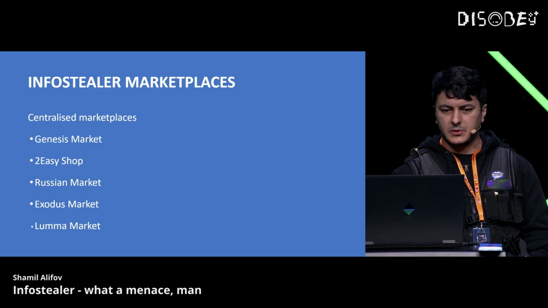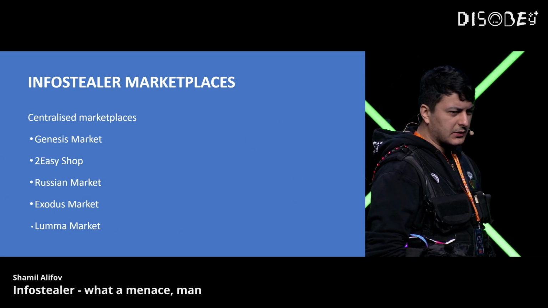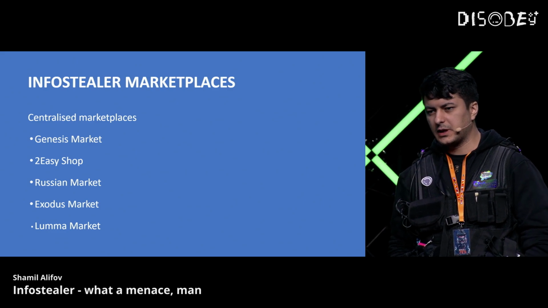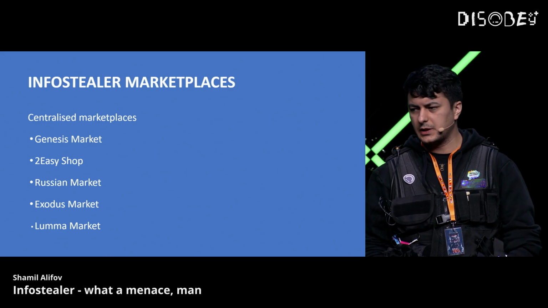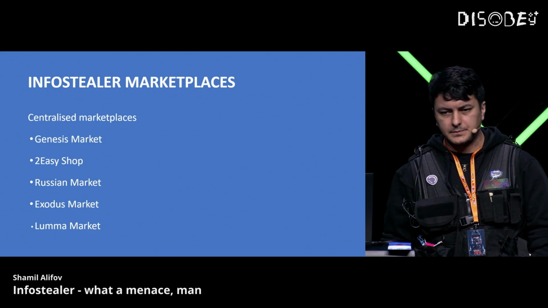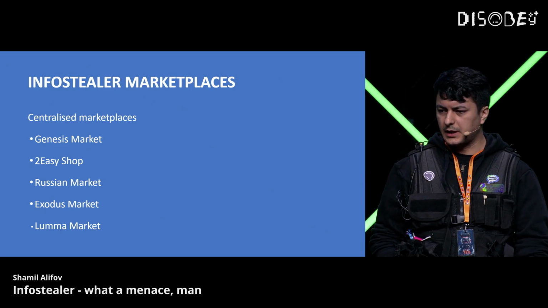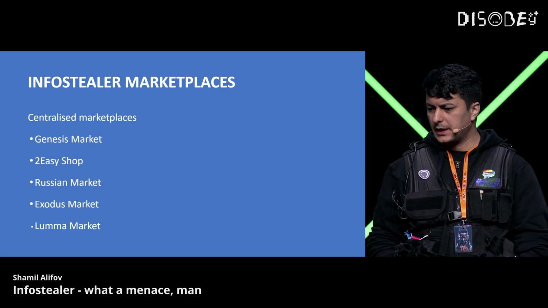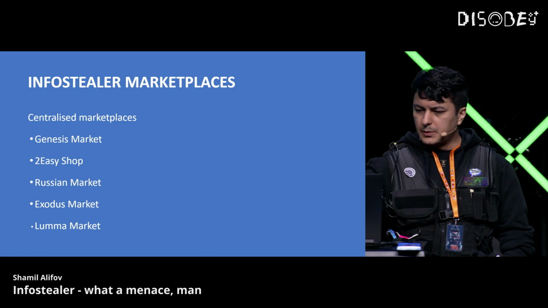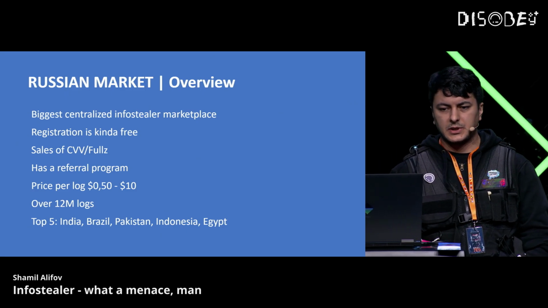Right, the Infostealer marketplaces used to be more numerous. For example, Genesis Market was very popular, but it got closed. Partially, the infrastructure was taken by law enforcement. They tried to continue, but I guess their reputation was too damaged. They closed shop. There was also Too Easy shop. I didn't like them, but yeah, it never worked properly. Russian Market is big, and we have some newcomers like Exodus Market, as well as Luma Market, which operates on Telegram. So I will probably talk more about Russian Market, because it's the biggest centralized marketplace.